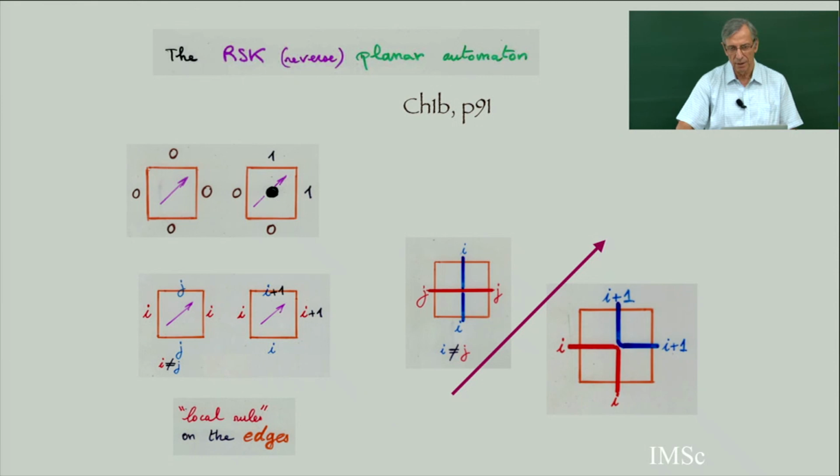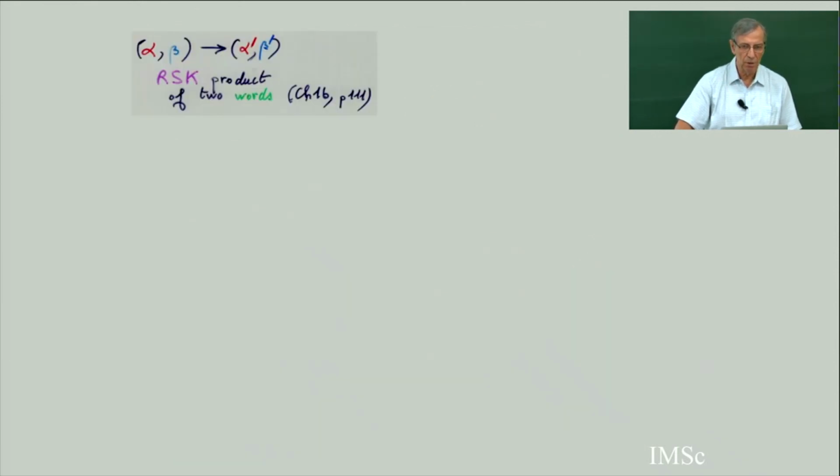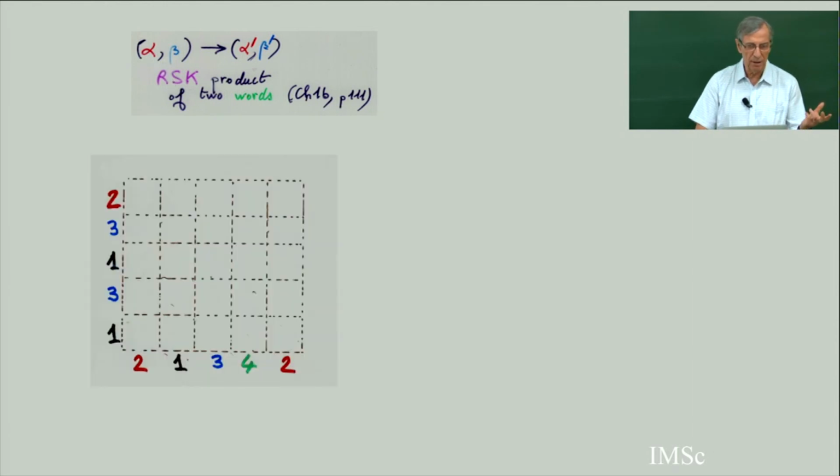You can rewrite it if you like with color lines. And we defined in previous chapters, in chapter 1b, page 111, the RSK product of two words. So let's take two words alpha, beta, any word in integers, like this. Here, alpha, you read from bottom to top. Alpha is the word 1, 3, 1, 3, 2, which corresponds to a sequence of color lines which cross these edges. This should be a black color line, a blue color line, a black, a blue.